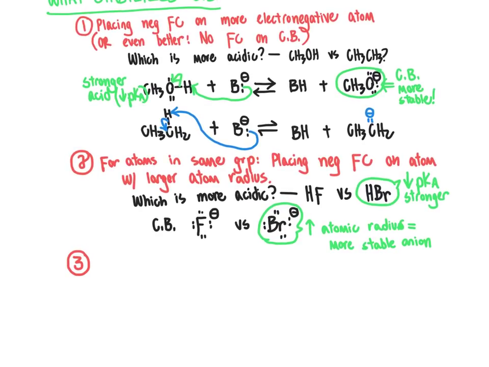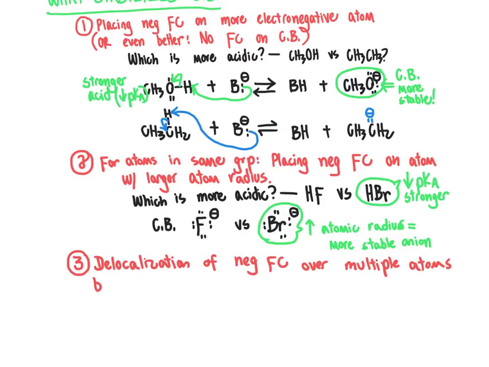When we say delocalize, we mean sharing or moving the negative formal charge around from one atom to another by showing resonance structures. So third item is if we can delocalize or share the negative formal charge over multiple atoms by resonance, that's going to improve the stability of the conjugate base.